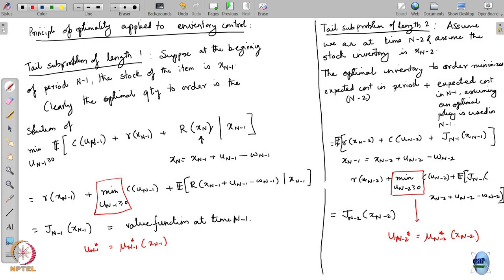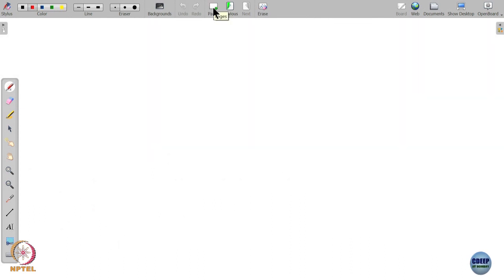So, all the noise here is in w n minus 2. So, the expectation is with respect to w n minus 2. So, as you can see, once again what we have got through this substitution is the policy at time step n minus 2.